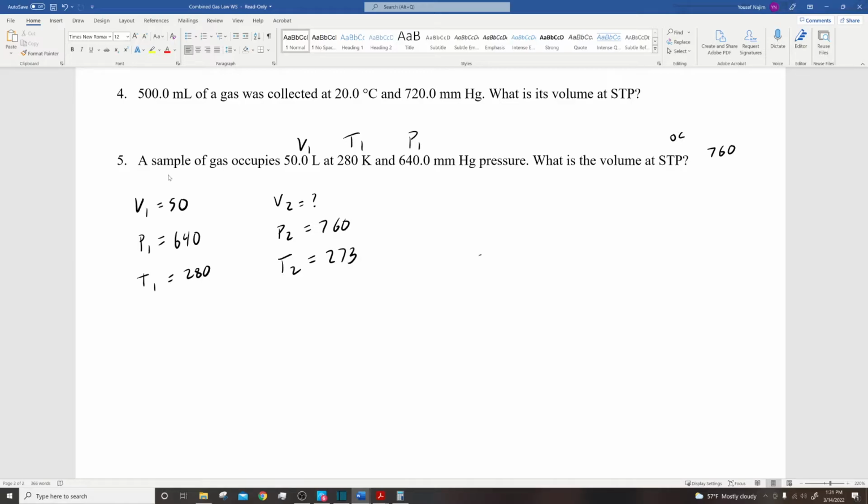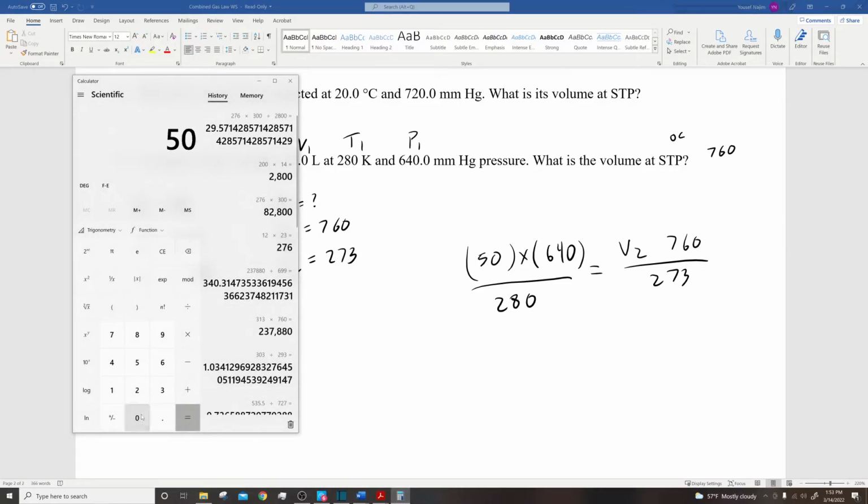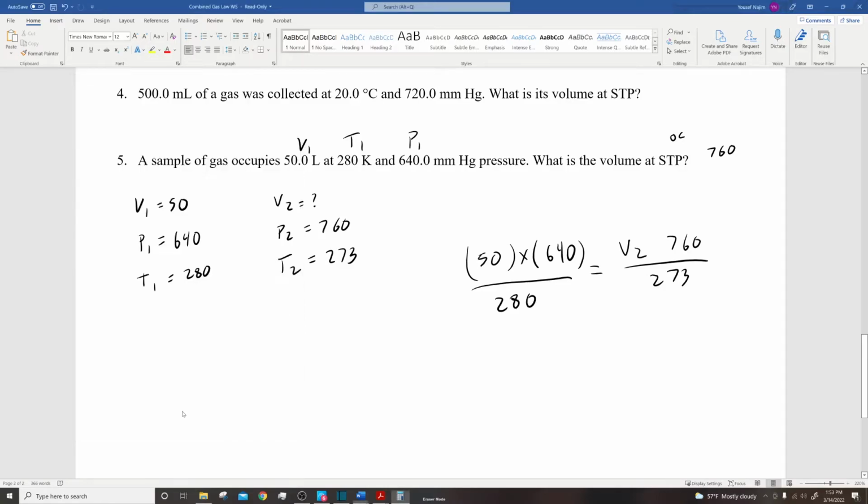Now we can plug it into our equation. So 50 multiplied by our P1, which is 640, divided by 280, bring in the equal sign, V2 times 760 over 273. So first thing we're going to do, we're going to make sure we have one number in each corner. So we're going to start by multiplying these two. So let's grab our calculator. That gives us 32,000.